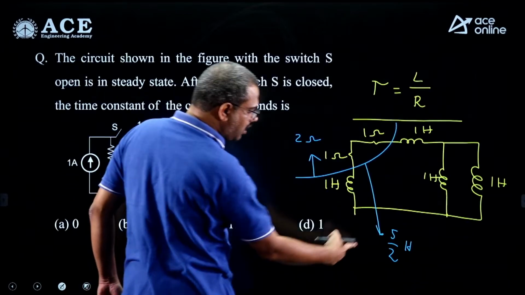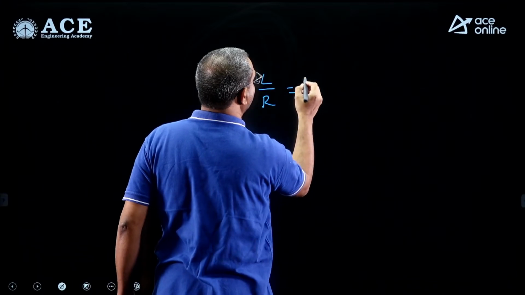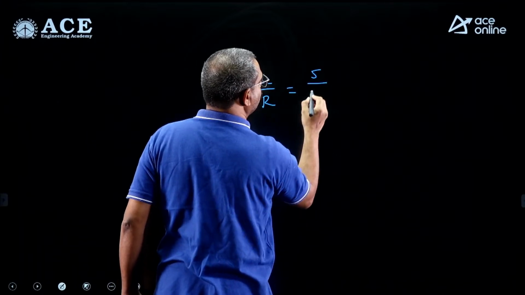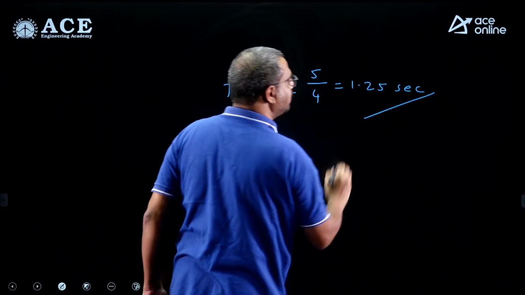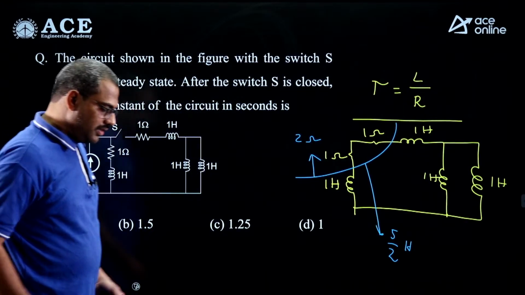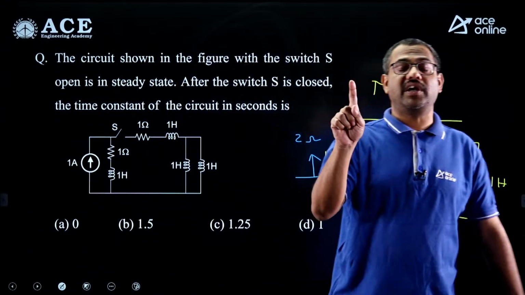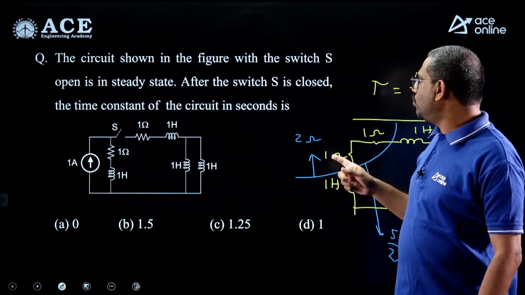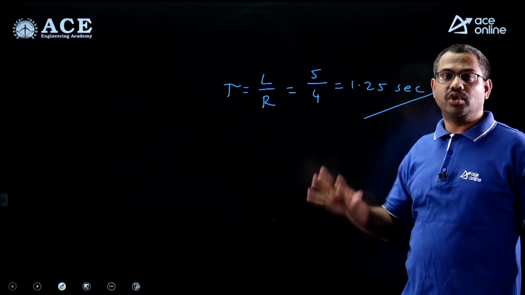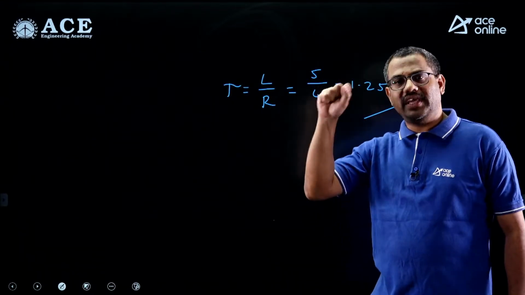L equivalent, how much did we get? 5 by 2. By R, which is also 2, gives 5 by 4, that is 1.25 seconds. So the answer is 1.25 seconds. That means the time constant of the circuit is 1.25 seconds. It will take approximately 5 time constants to reach there, so 1.25 into 5. So it will take that much time to reach the final value.